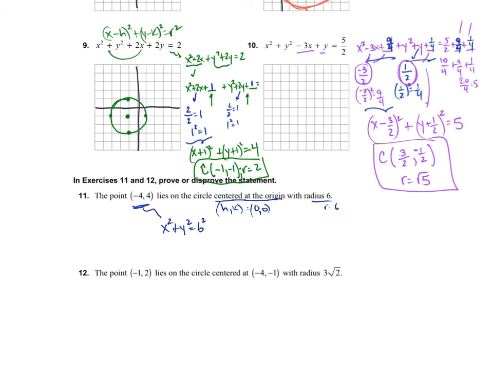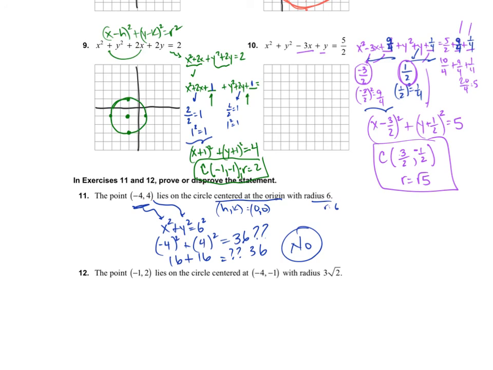Now let's see, if I put in this point, does it work? If I say negative 4 for x squared plus 4 for y squared, does this equal 36? So this becomes 16 plus 16. Does this equal the 36? And the answer there is no. So it does not lie on the circle that we have.